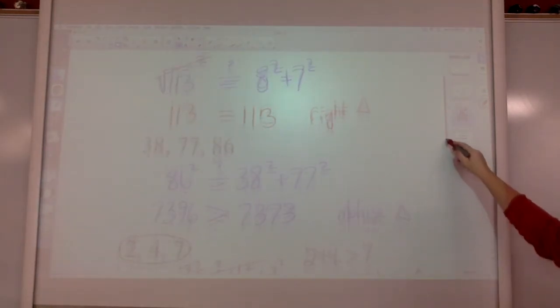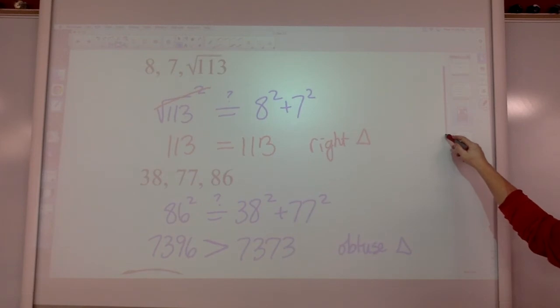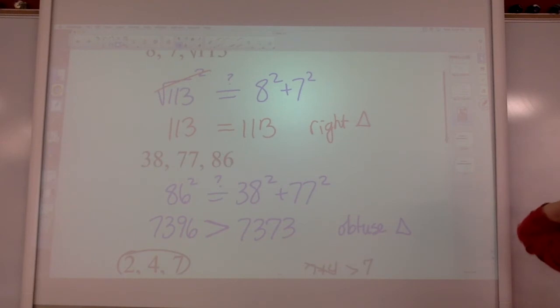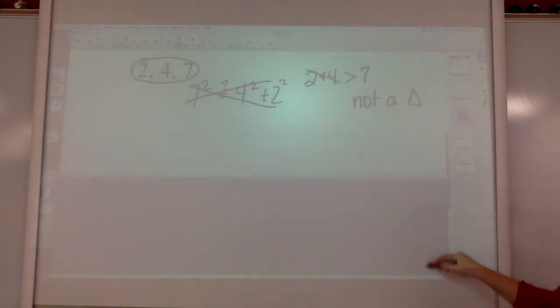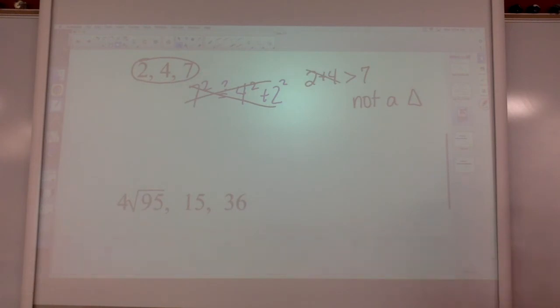Should we have tested that up here? Probably. Did we test it? No, but in our heads we knew that 38 and 77 is definitely bigger than 86. So test your triangles first, make sure.